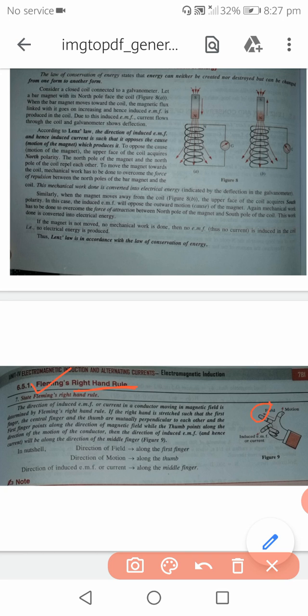The meaning of these fingers remains the same, only we are using the right hand. For induced current, remember we are using the right hand rule. Okay, index is magnetic field, this one is induced EMF, or current. And this one is motion or force, you can say, because the direction of force and direction of motion is almost in most cases the same, right? So this rule we will use in this chapter.